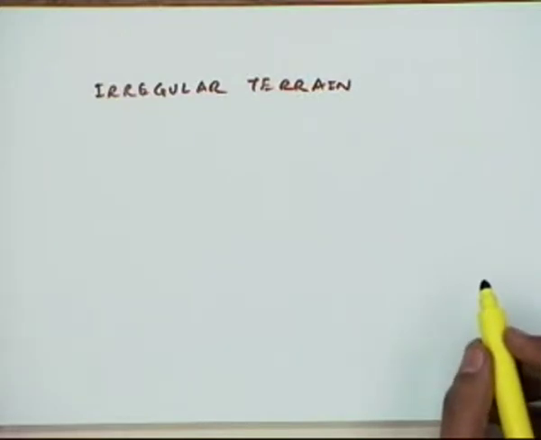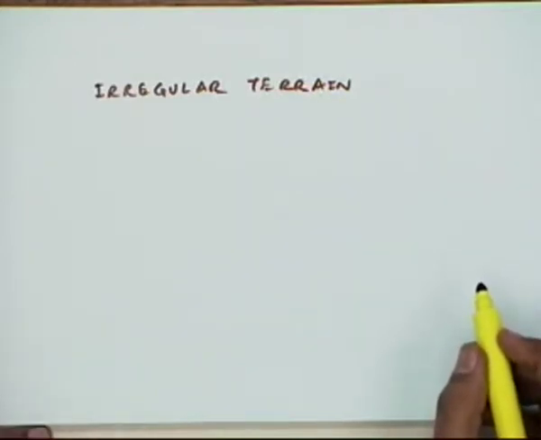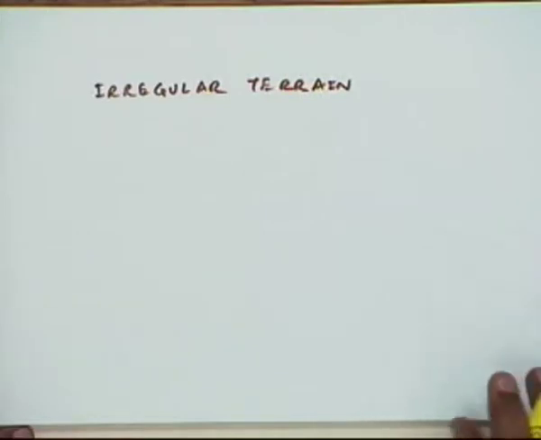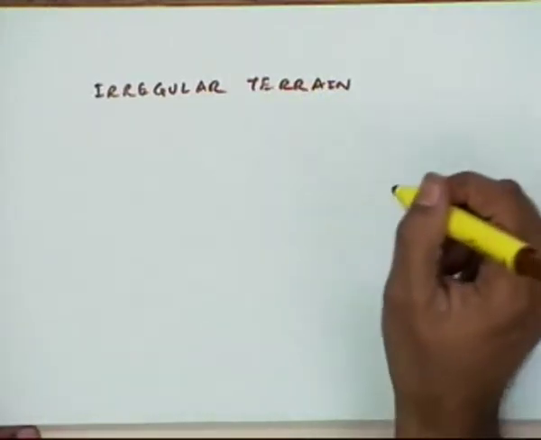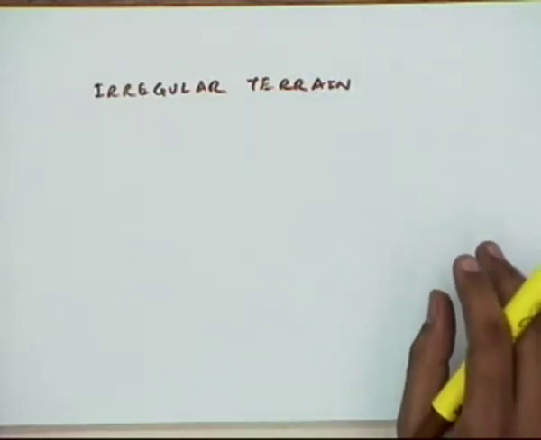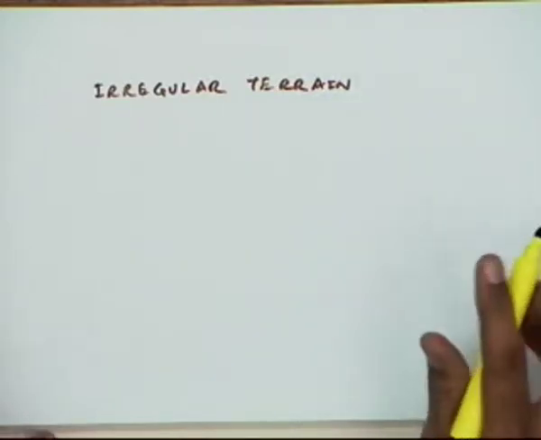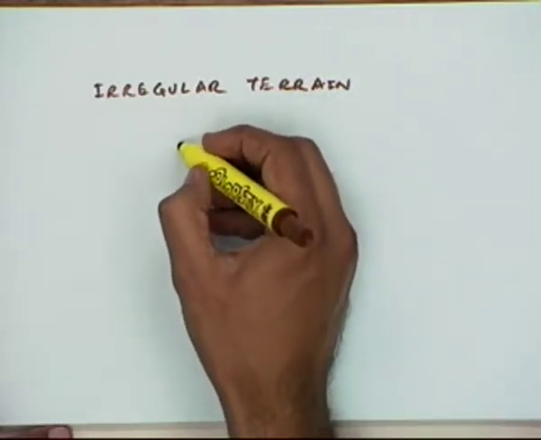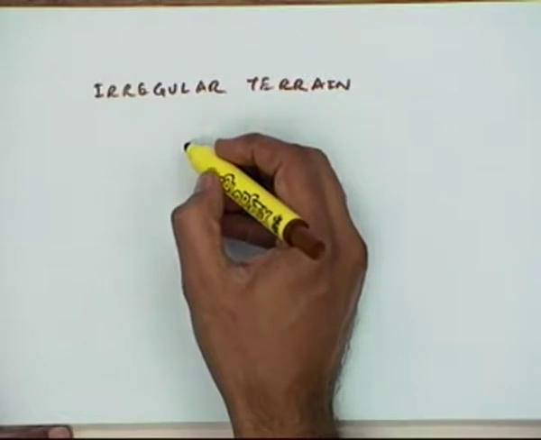Again, these are some of the possible layout patterns. There can be many others which can be used, and it will be a function of many, many factors. It will also depend on the choice of the operator or the designer. He can have two or three options out of which you can choose one. Let's have a look at one such possible irregular terrain.